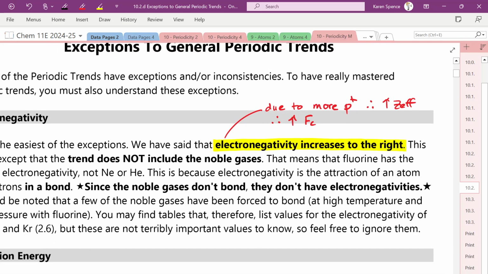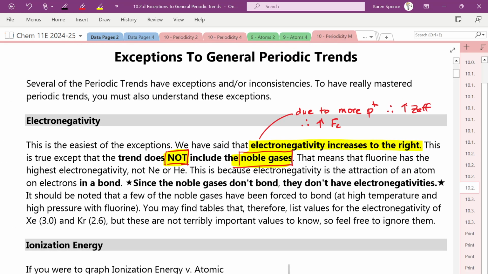This trend does not include the noble gases. That means that fluorine has the highest electronegativity, not neon or helium. And this is because electronegativity is the attraction of an atom on what? Bonding electrons. Does helium bond? No. Does neon bond? No.